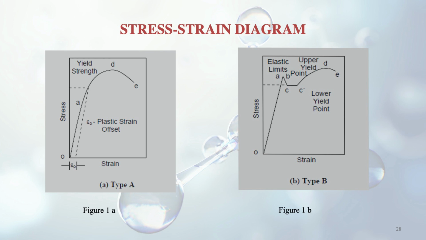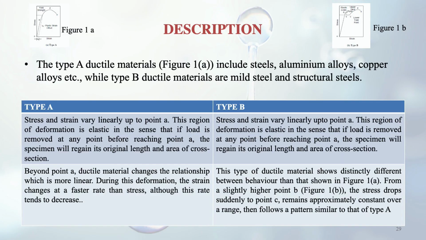And why does it happen actually? Because the rate at which the ends of the specimen are moving is much slower than the deformation happening in the specimen at the neck. Okay, so as I discussed before, the type A and the type B of ductile materials. Type A, again here it is given, are steels, aluminium alloys, copper alloys, etc. And the type B are mild steel and structural steels.